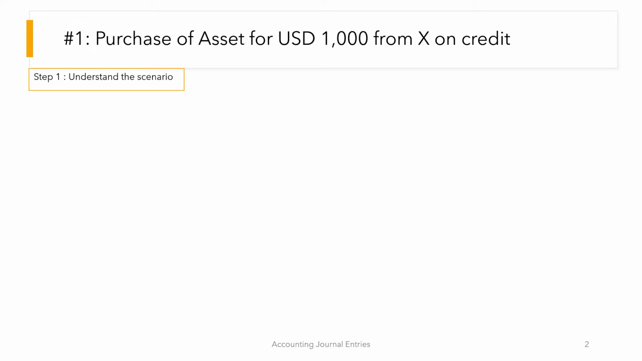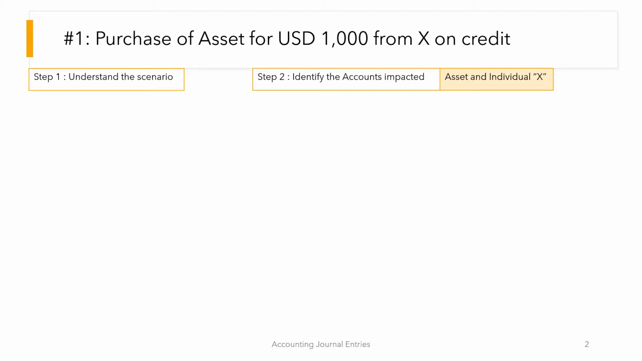The first step is to understand the scenario. What is the scenario? The scenario is purchasing an asset for $1,000 from vendor X on credit. So this is the scenario. What is step two? Step two is to identify the accounts impacted. The accounts impacted are the asset and an individual called X, who is the vendor.